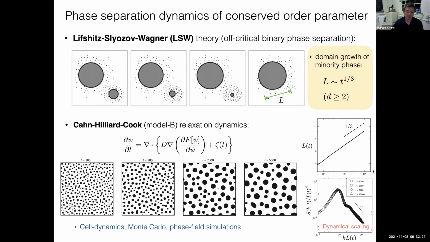And so you can use so-called cell dynamics methods or Monte Carlo or phase field simulation to simulate this domain growth process. And this 1/3 law has been numerically confirmed. And people also find the dynamical scaling. So then the question is whether this 1/3 domain growth law also applies to our case, which describes the domain growth of these hole-rich ferromagnetic clusters.